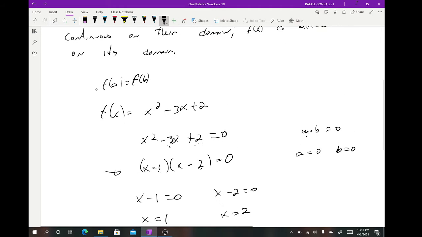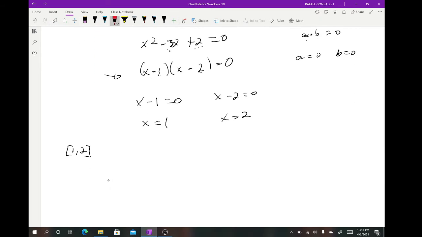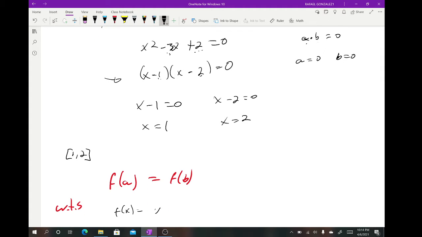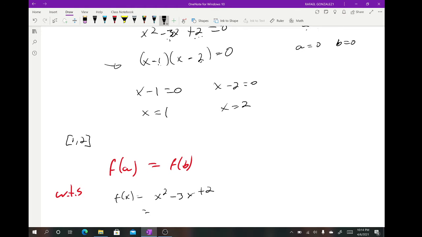So now we can check whether, when you evaluate the endpoints, they're actually equal. So we have to show that f of a equals f of b. So this is what we want to show. Now, if we go back up here, what is f of x? F of x is equal to x squared minus 3x plus 2. Well, we just factor that. We factor that to be x minus 1 times x minus 2.